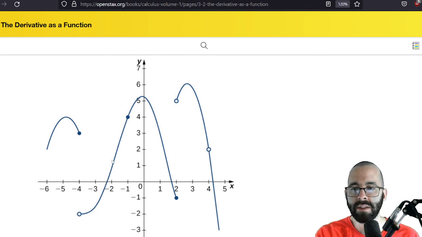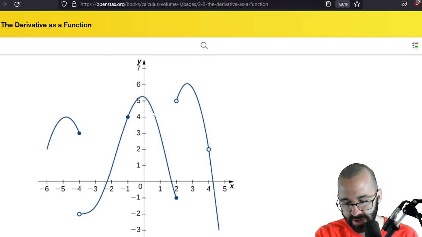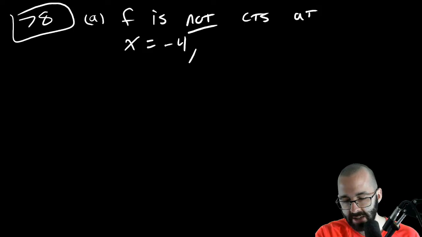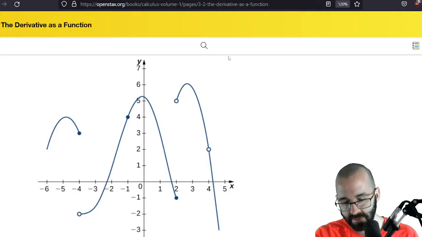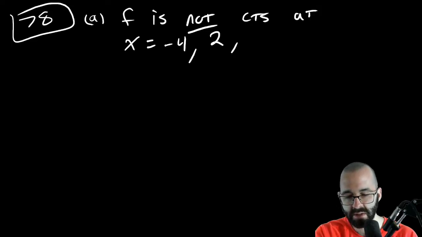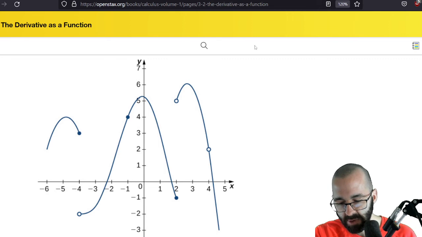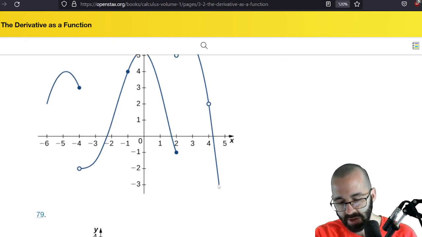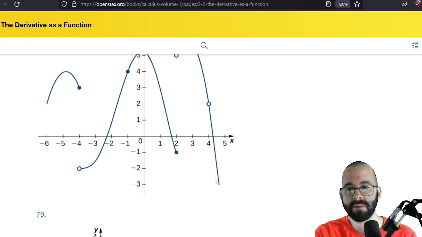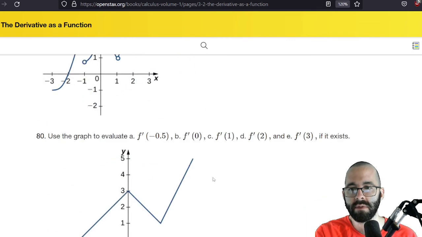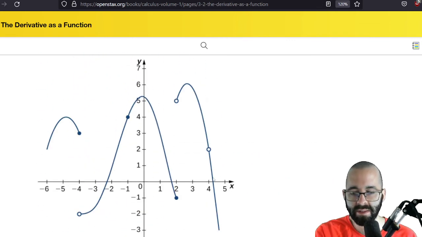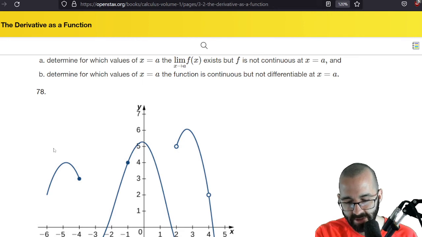And then it's continuous, continuous, continuous. Another jump discontinuity at x equals 2. Continuous, continuous, continuous, not continuous at x equals 4. It's continuous everywhere other than those points, assuming that this goes on forever. Kind of a boring question for part A.